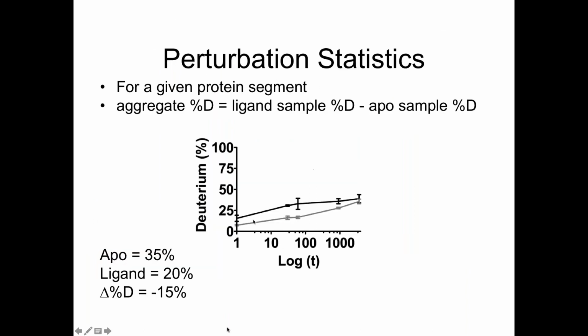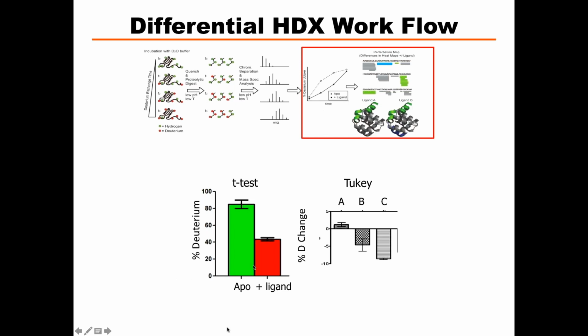The software also ports data right out to Prism, so you can do your statistical analysis. You can present data, say peptide APO versus ligand. If you have lots of ligands, you can do Tukey analysis, etc., across which ones are more similar than others.